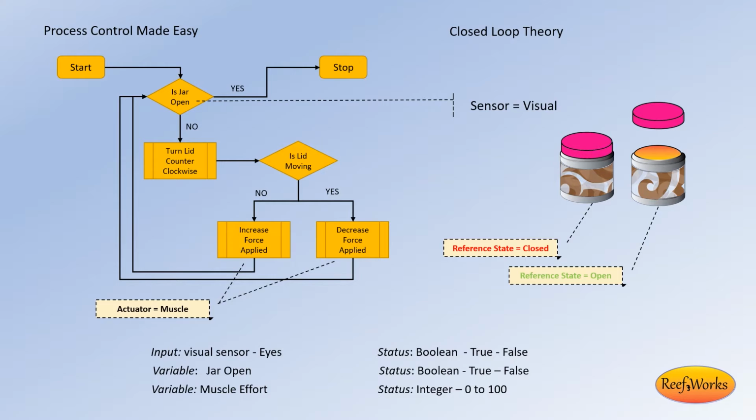And then we have the muscle effort. And this is a variable as well. And it has a status of 0 to 100. So 100 is maximum effort and 0 is stopped or not moving. That, in essence, is a closed loop.